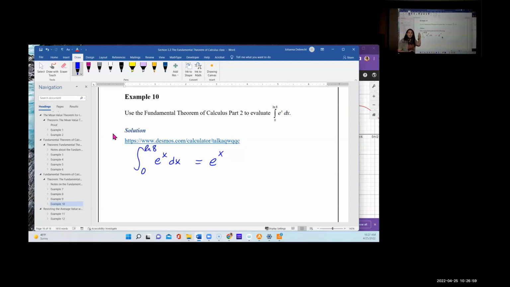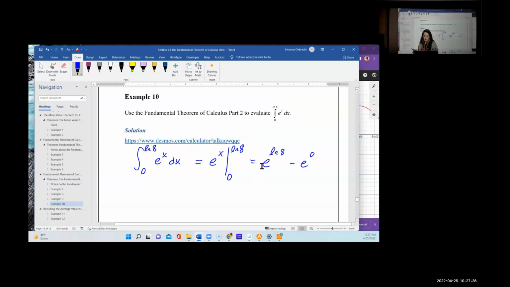That's the fundamental theorem of calculus part 2. And that's what ties the indefinite integral to the definite integral. You use the indefinite or antiderivative function from the indefinite integral, and then you plug in the limits of integration from the fundamental theorem of calculus part 2, which evaluates the definite integral. This then gives us e to the natural log of 8 minus e to the 0.